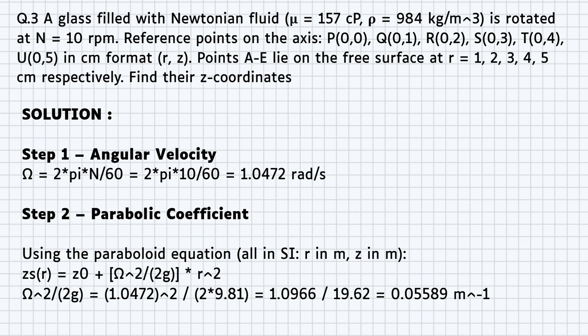First, we calculate the angular velocity using the relation omega is equal to 2 pi n by 60, which is equal to 1.0472 radian per second. Now, using the paraboloid equation, z(r) is equal to z_naught plus omega squared by 2g into r squared, which gives us 0.05589 meter inverse.